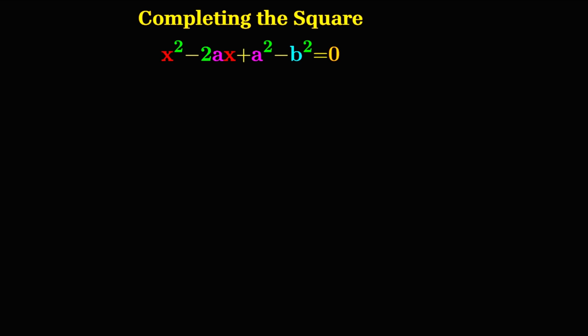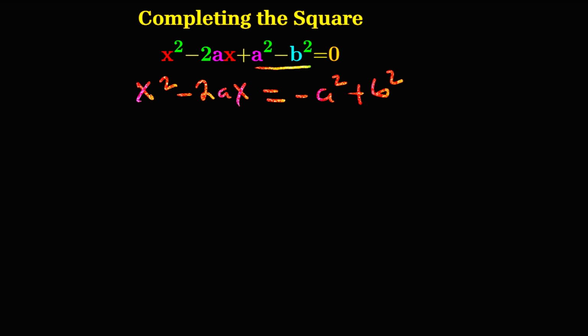Let us look at this nice equation. Let us solve this equation: x squared minus 2ax plus a squared minus b squared is equal to 0, using the completing the square method. So we are going to start by taking the constant term to the right so that we have x squared minus 2ax equals minus a squared plus b squared.